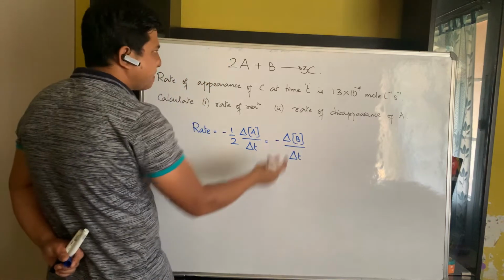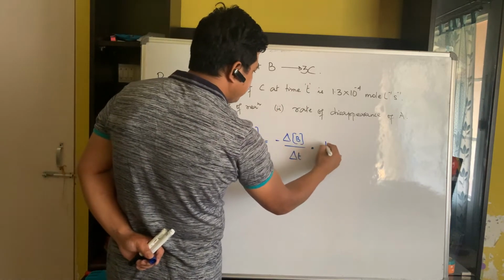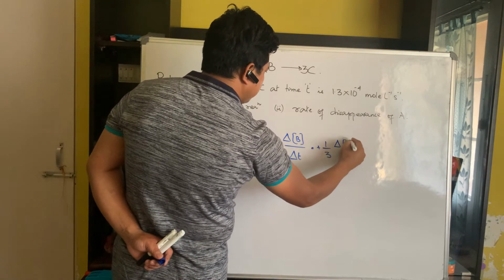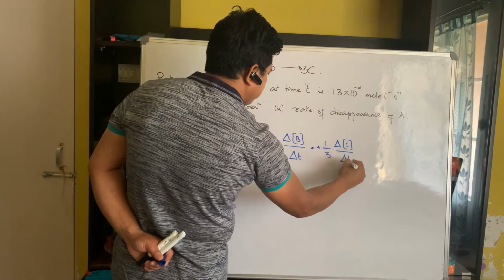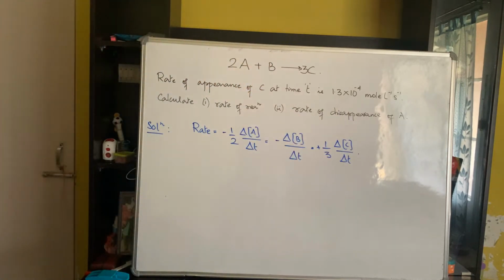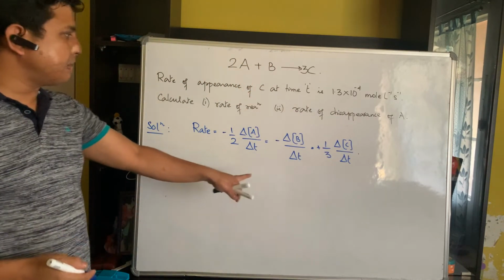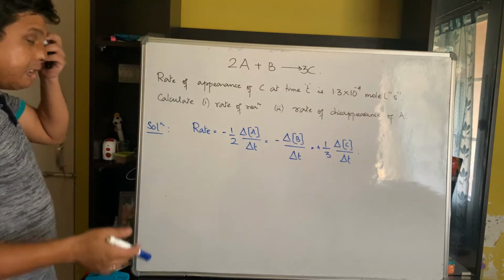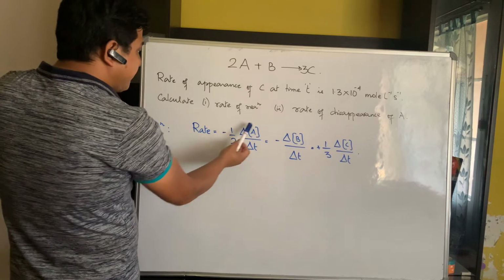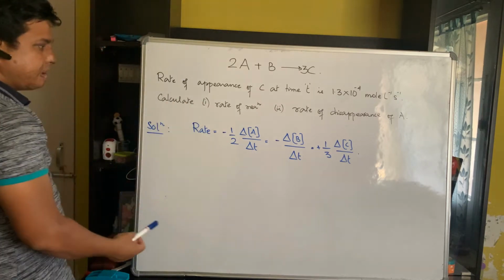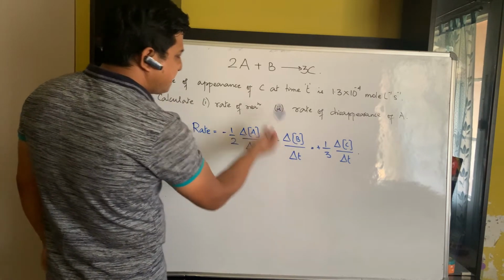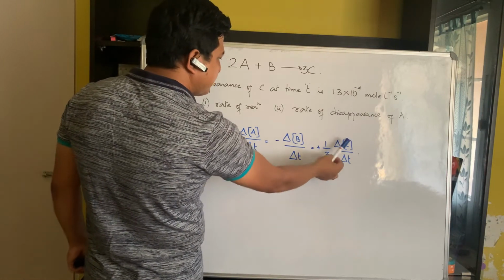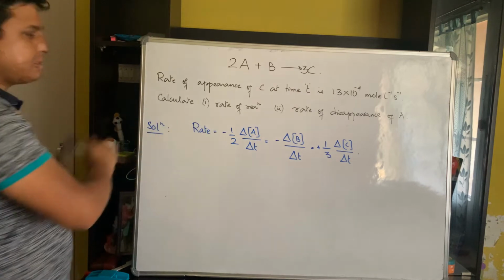What is the stoichiometric coefficient out here? 3. So I'll divide by 3, plus, in terms of product, del C by del T. So rate in terms of A will be this, rate in terms of B will be this, rate in terms of C will be this. Again, I am repeating the same thing. Minus del A by del T is the rate of disappearance of A. Minus del B by del T is the rate of disappearance of B. Plus 1 by 3 del C by del T is the rate of appearance of C.